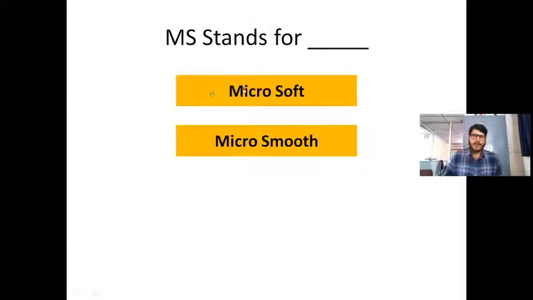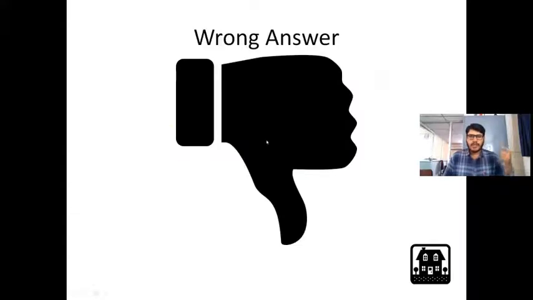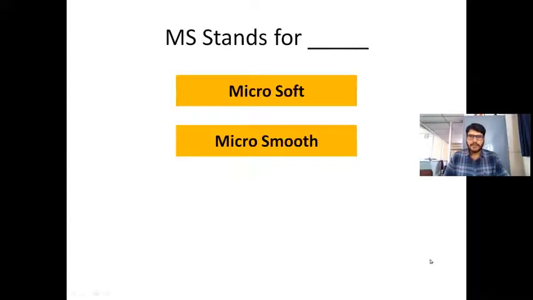Now suppose I click on the wrong answer. Now it will navigate me to what? The wrong answer slide. If I click on this, the mouse click action happens and it will navigate me to the wrong answer slide. As you can see here, it is the wrong answer slide. And if I click on the home button here, it will navigate me to the question slide.